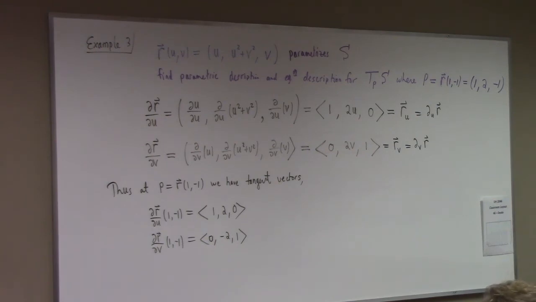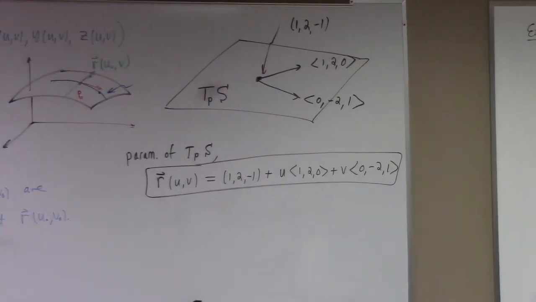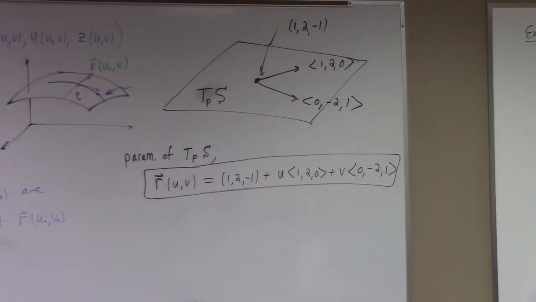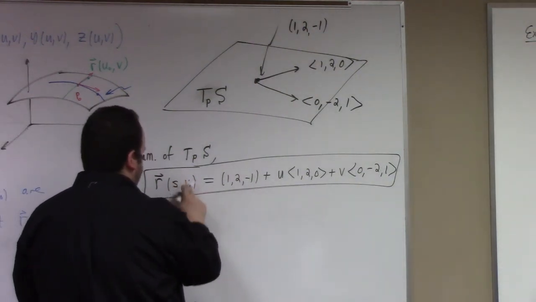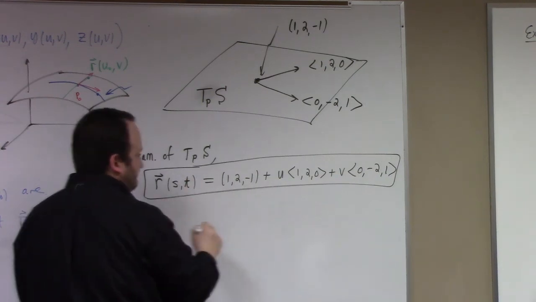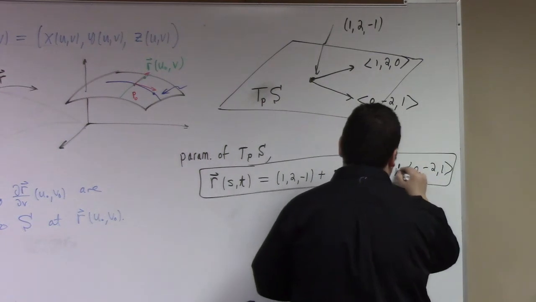Why is that a parameterization of the tangent plane? What does that formula mean? Maybe I shouldn't use U and V here. Maybe I should use S and T just to be different. Here, I'll use S and T. All right. So what does this formula that I just boxed mean?